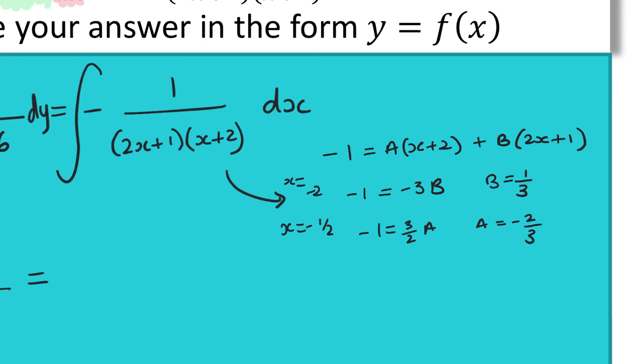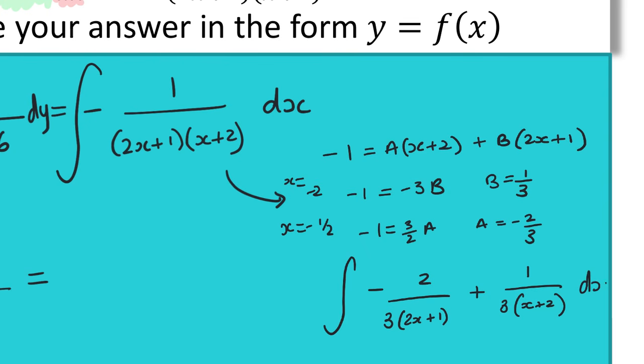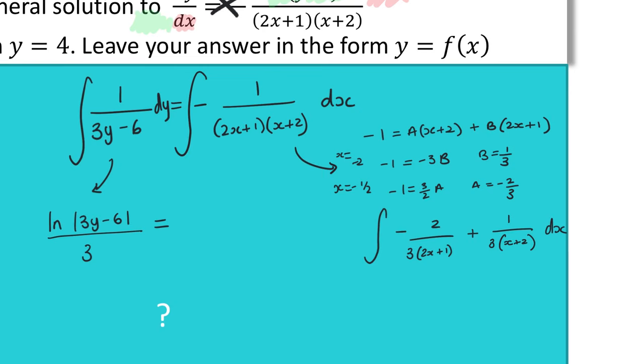Yeah? So therefore, that means I'm technically integrating minus 2 over 3 lots of 2x plus 1 plus 1 over 3 lots of x plus 2. Everyone happy with that? With respect to x. Okay, so now if we integrate this, it's better for us. Now, in the answer, they've simplified this. However, we're going to have 6x plus 3 plus 1 over 3x plus 6 with respect to x.